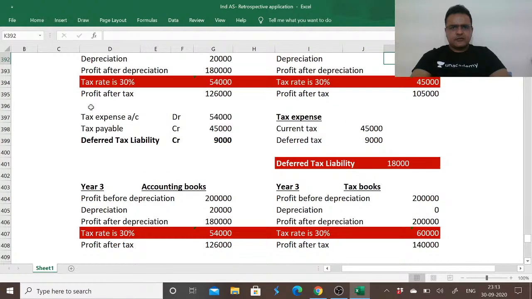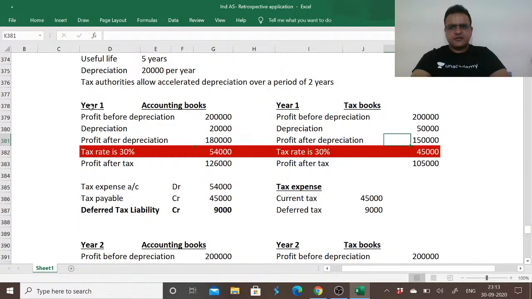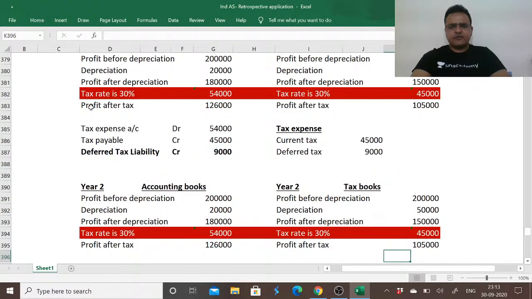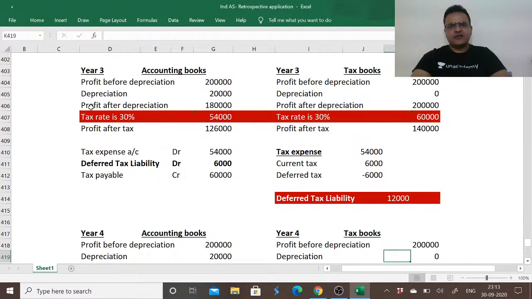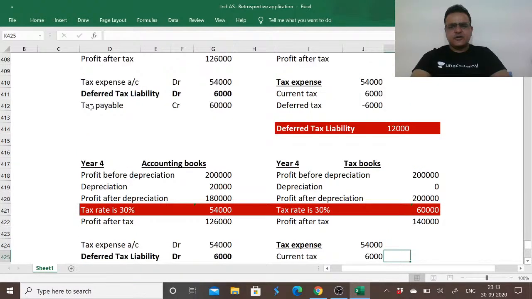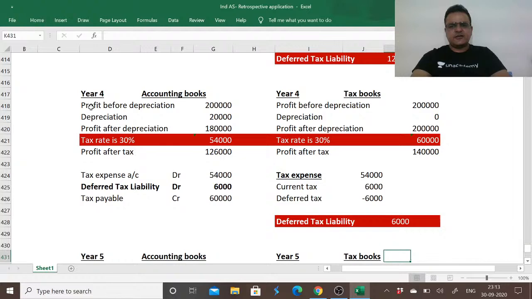So the first 2 years we charged escalated depreciation, but we knew that we'll be liable to pay more tax in future, so we created deferred tax liability of 9,000 in year 1, deferred tax liability of 9,000 in year 2, taking the balance to 18,000. In the third year, DTA is not created. Remember, it results into reversal of DTA or DTL. So in the third year, there was a reversal of deferred tax liability. The liability balance of 18,000 reduced to 12,000, fourth year reduced to 6,000, fifth year reduced to nil balance.